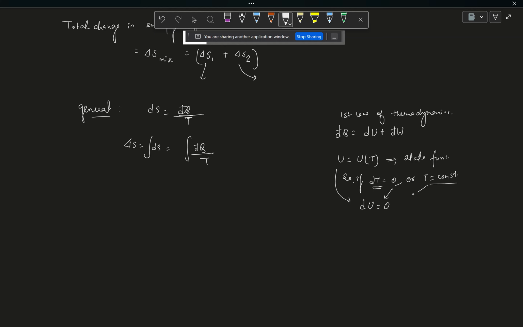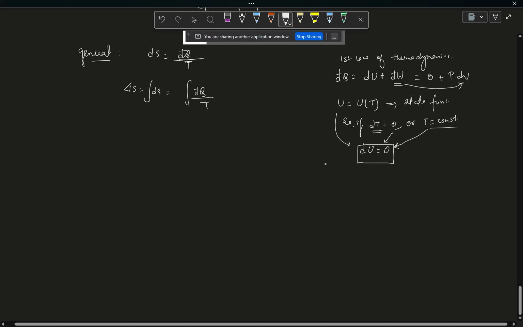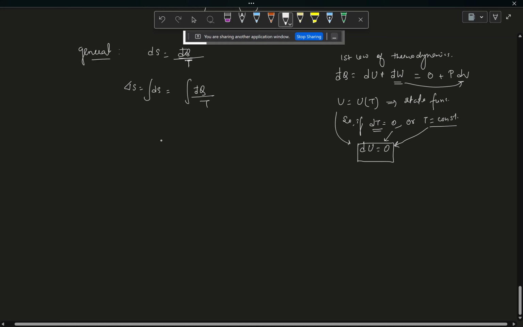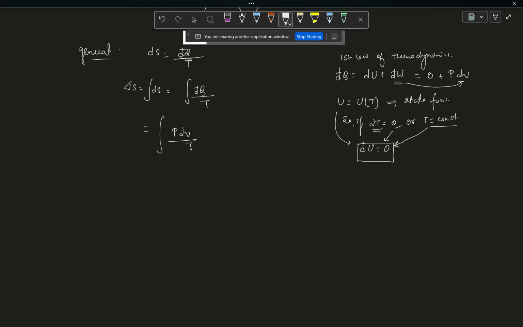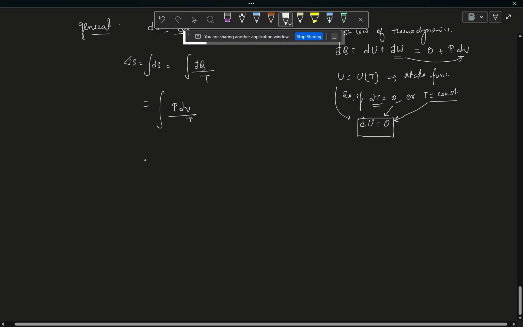This is the condition that you get if it is mentioned in the question that there is no change in temperature, then dU should be 0. So simply you will get dU equal to 0 plus simply your PdV. PdV is equal to your work done, which is non-zero in this case. Now you can replace this dQ by simply PdV by T. As per the question, it is mentioned that the pressure and temperature both remain unchanged in the mixing process.